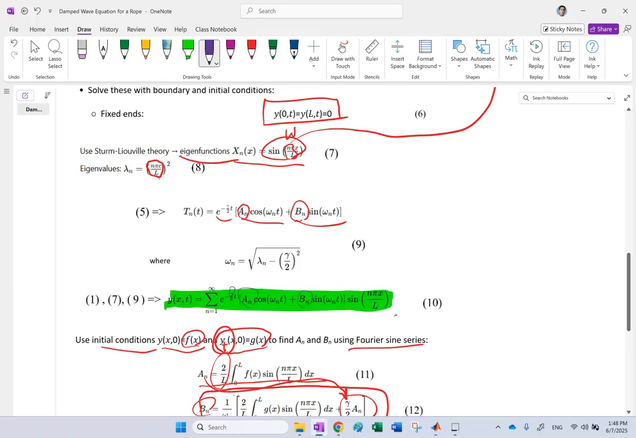Now, one thing I have to emphasize here that could be a little bit confusing for you in this notation is you might say, what is omega n? So here, this omega that you see in the temporal solution is this one.